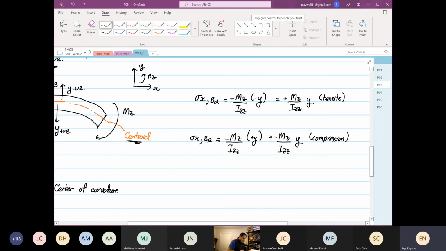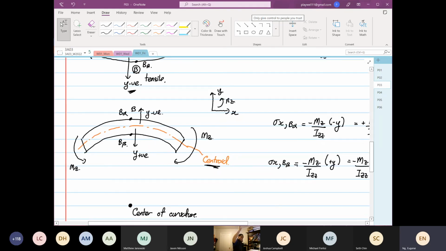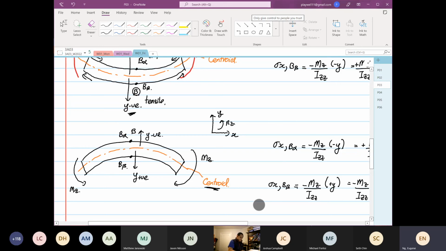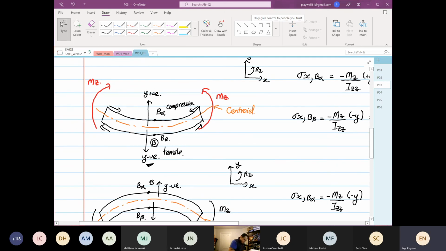Okay. Now I'm going to teach you an easier way to do this, without even remembering where y is positive, where y is negative. Also without remembering whether it is minus Mz over Izz or plus Mz over Izz. The easiest way is this. Focus on the moment vector.